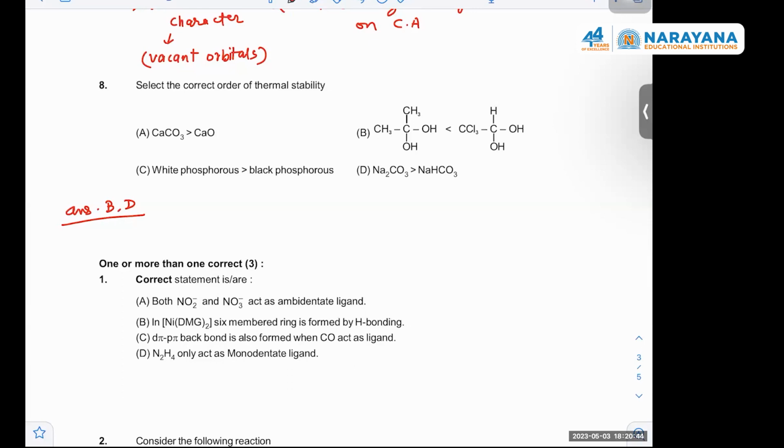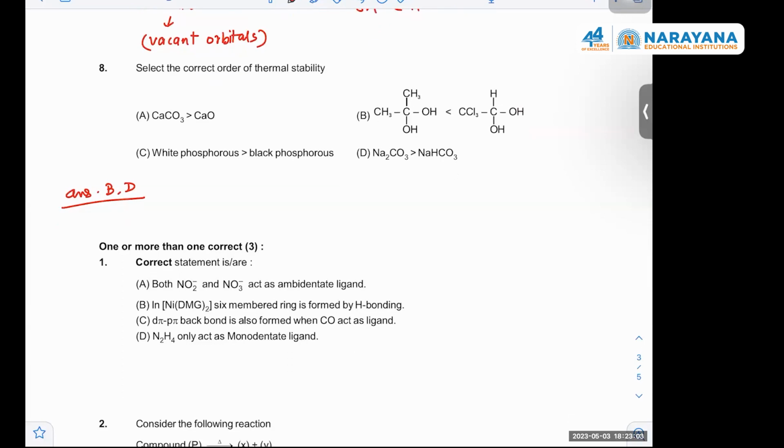That is actually multi-correct. Okay. So in case of NO2 minus, NO2 minus can show ambidenticity because it has a lone pair at a donor site nitrogen, and it can have a donor site oxygen. So there are two donor sites, and at a single time, only one will donate. That is the definition of ambident ligand.